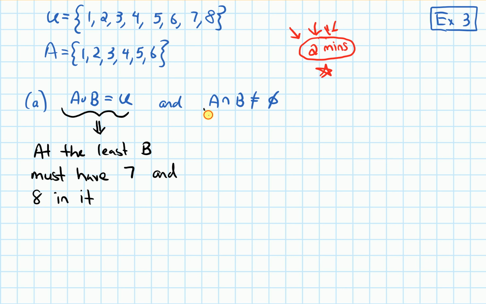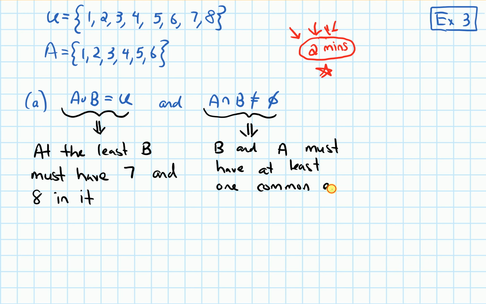Okay, now let's look at the other condition. The other condition is saying that the intersection of the two sets is not empty. So that means that B and A must have at least one common element. Because if they had no common elements, then their intersection would have been the empty set. There would have been nothing in the intersection. Okay, so is that possible or impossible? Well, it's possible. It's definitely possible.